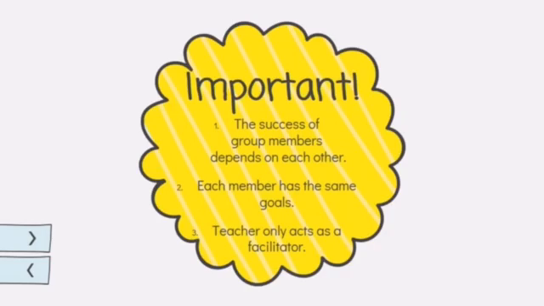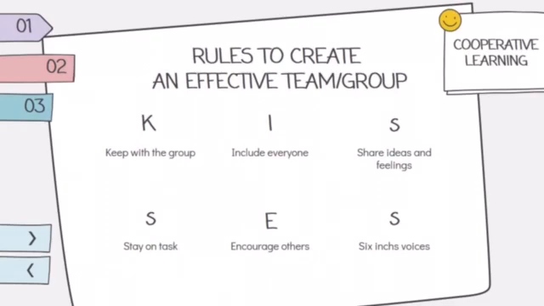And lastly, the teacher only acts as a facilitator, which means after receiving instructions from the teacher, the students will learn through the task given until all the members of the group successfully understand and complete the task well. Cooperative learning uses classroom rules that are capable of creating an effective team.